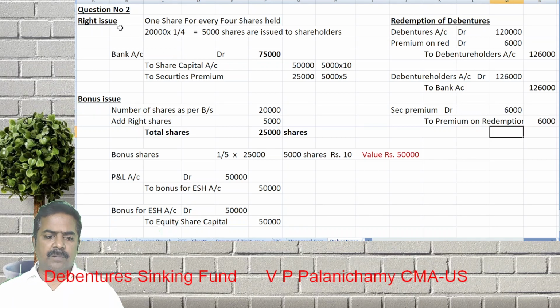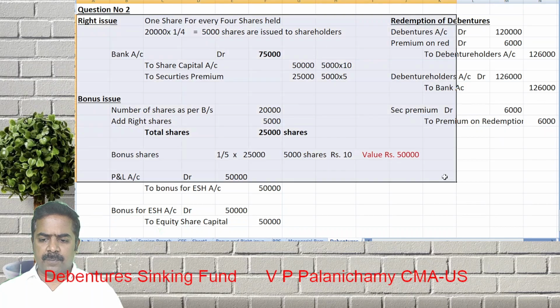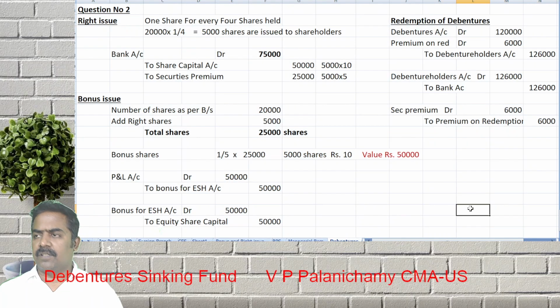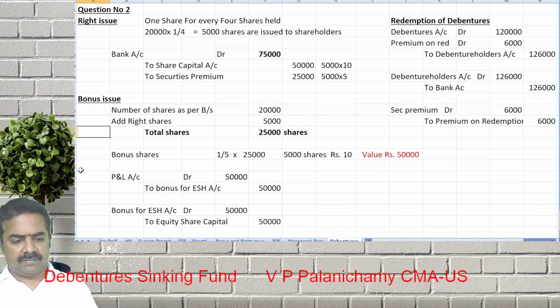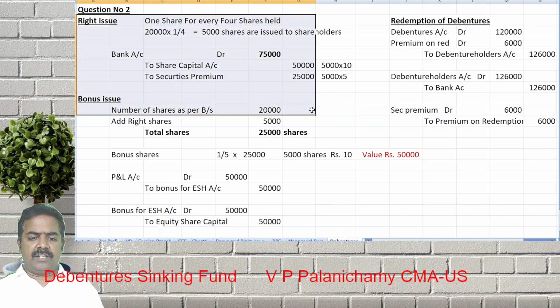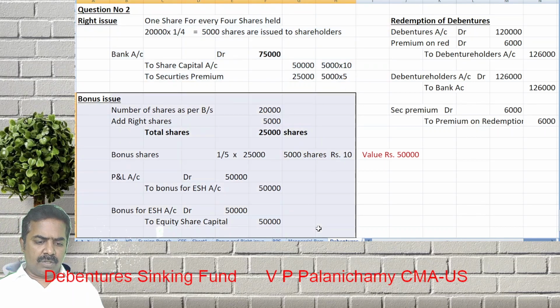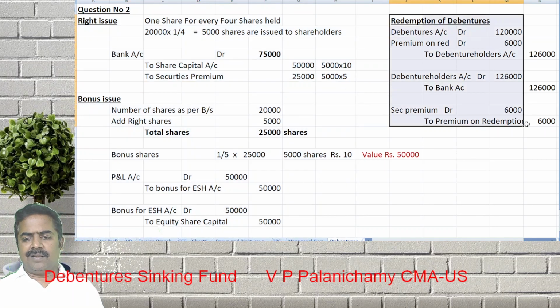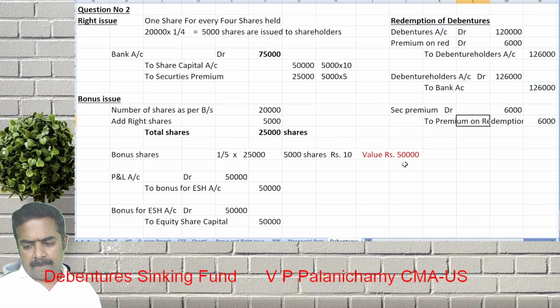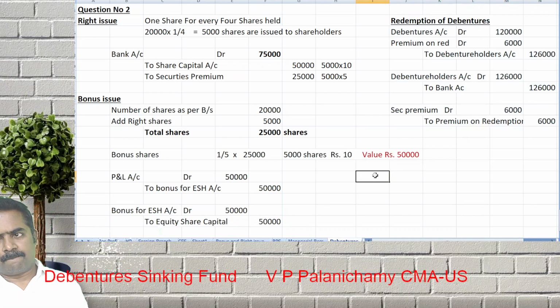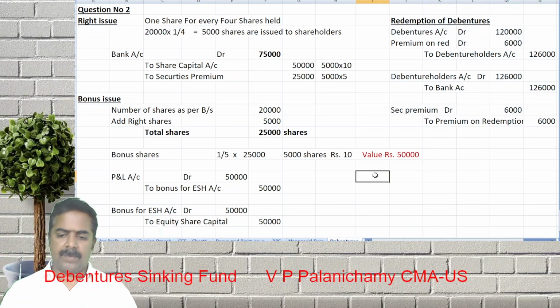This was a past exam question. Pass entries like this, then you have to prepare the balance sheet as per the new format. So first the rights issue, then the bonus issue out of the P&L account, then redeem the debentures. Then we have to prepare the balance sheet.